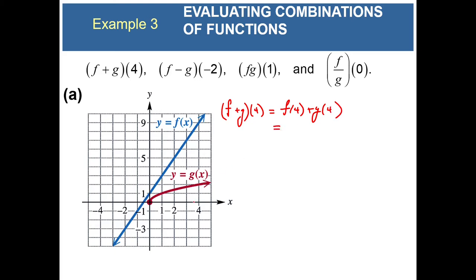And we'll go to the graph to find out what f of 4 is. F of 4 means plug in a 4 into the function, and what is the output or the y coordinate? And we have the y coordinate is 9. So f of 4 is 9.